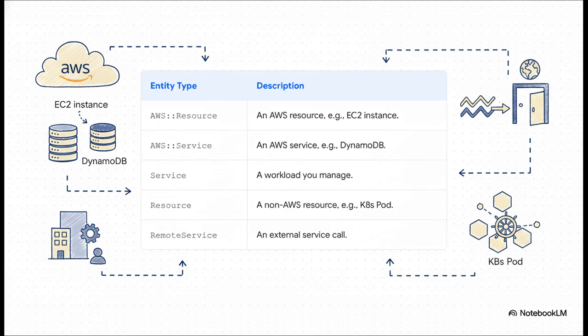And get this, it's not just limited to your standard AWS resources. As you can see, entities can represent 5 different kinds of things. We're talking about your own custom applications, non-AWS resources like a Kubernetes pod, or even external APIs you depend on. That flexibility is what's so key here. It lets you map your entire system, not just the AWS parts.